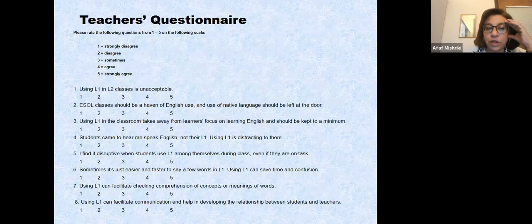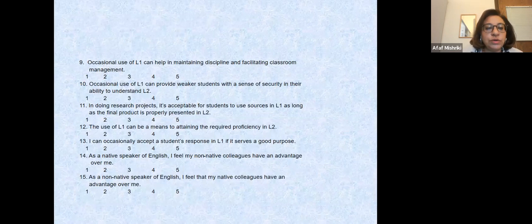The teacher's questionnaire was a bit longer, and the statements were about how they felt about using L1 in their classes. Like, for example, number 2, ESOL classes should be a haven of English use, and use of native language should be left at the door. Or number 5, I find it disruptive when students use L1 among themselves during class, even if they are on task. Or number 8, using L1 can facilitate communication and help in developing the relationship between students and teachers. Also, something like number 13, I can occasionally accept a student's response in L1 if it serves a good purpose.